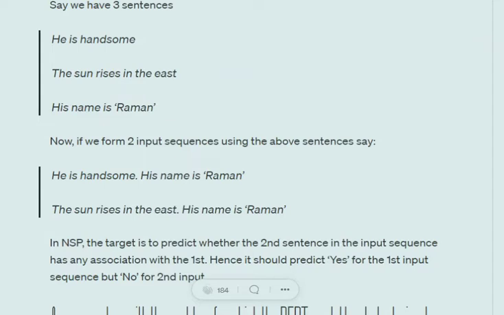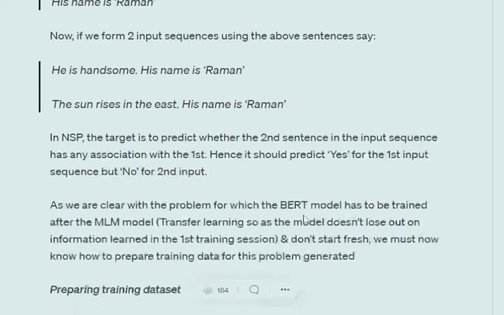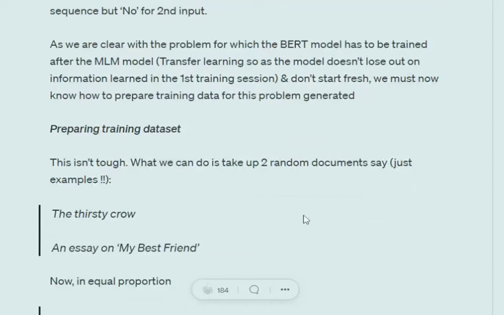So in case of the first one, he is handsome, his name is Raman. In this case, the second sentence is associated with the first one, but in case of the second input, the second sentence is not associated with the first sentence. So for the first one, the label would be yes. Yes, the second sentence is associated with the first one, but in case of the second input, the label would be no. So in next sequence prediction, we are trying to make the model understand, in case of multiple sentences coming in the input, whether the second sentence is associated with the first one or not, or vice versa.